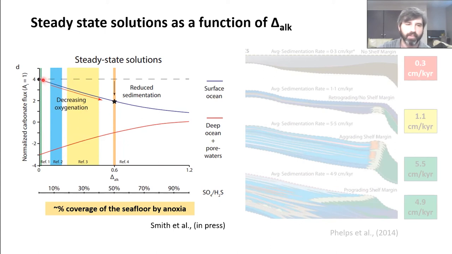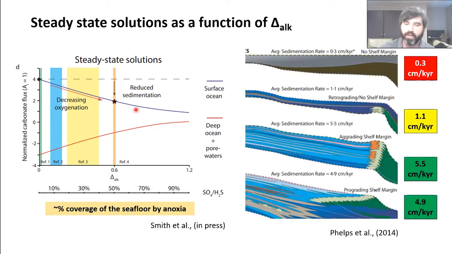And so this blue curve here is the surface ocean. It starts at a 4 times overproduction of carbonate, which is based on modern chemical oceanography. And as I start to increase the coverage of the seafloor, the amount of the seafloor that's covered by anoxic water masses, I actually decrease the carbonate sedimentation rate. And so what I would do is I would look at this and say, that's a valid explanation for platform drowning. If I'm trying to kill these platforms by taking away their ability to keep up with the background subsidence rate, then this is a valid mechanism for that.